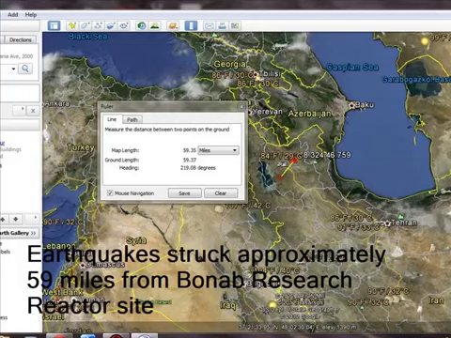If you look at this Google map, you will see the location of the earthquake. I used the coordinates from the USGS website. I pasted them into Google, and I zoomed in on the location. You will notice that I used the ruler to estimate the distance from the exact location of the earthquake to the Bonab research reactor site, and the distance is only 59 miles. Now, for a large earthquake, this is not an extreme distance to cause damage.